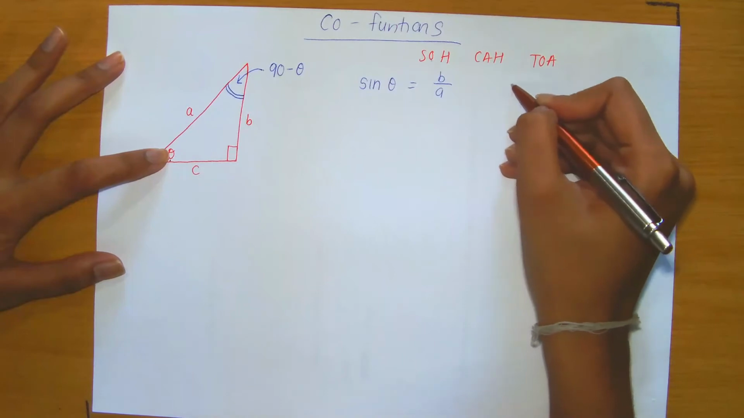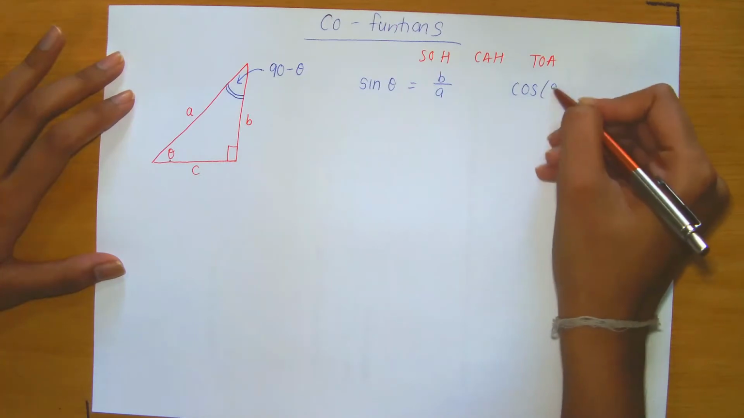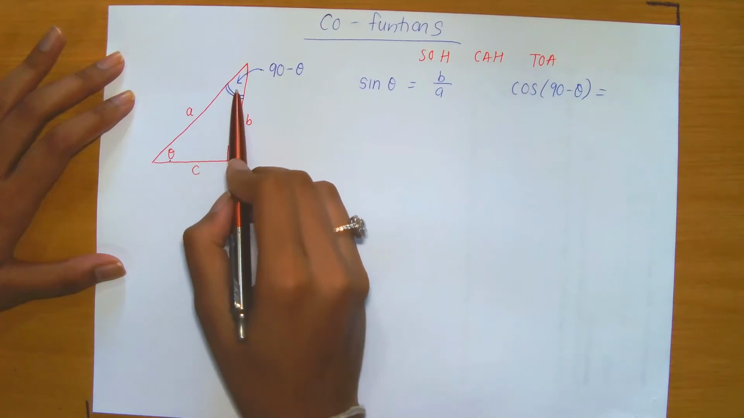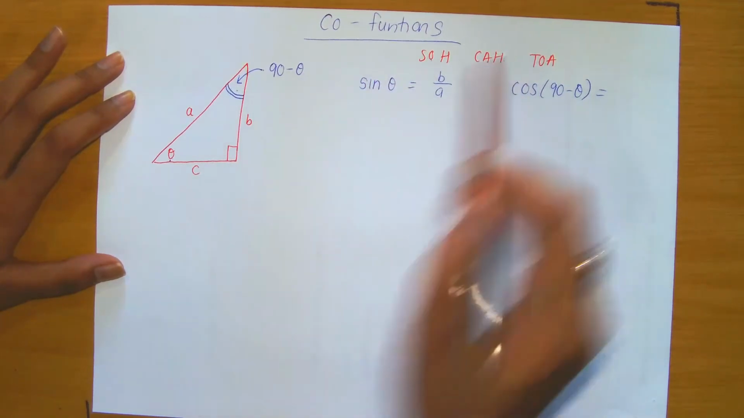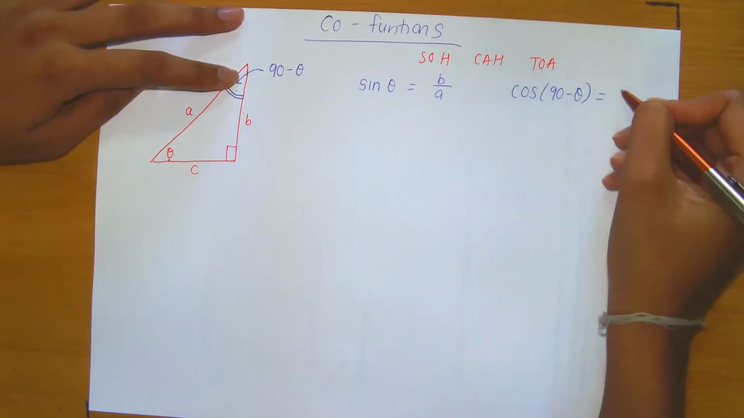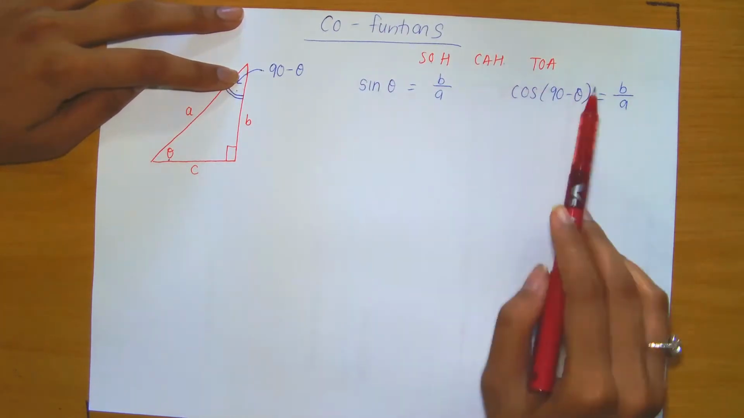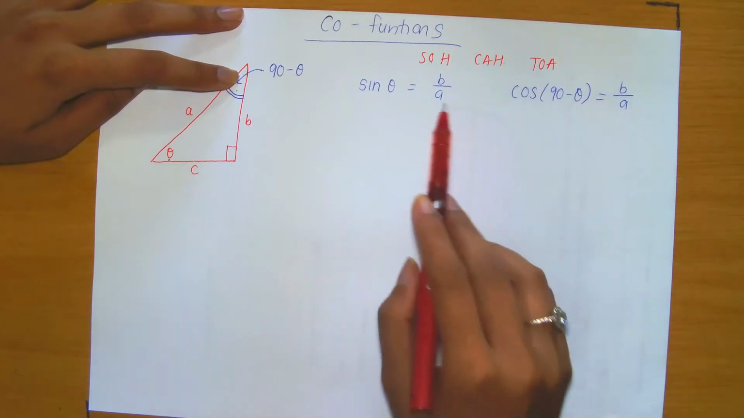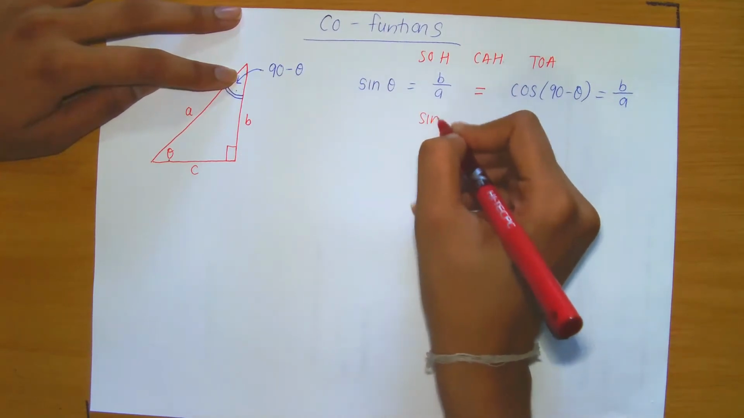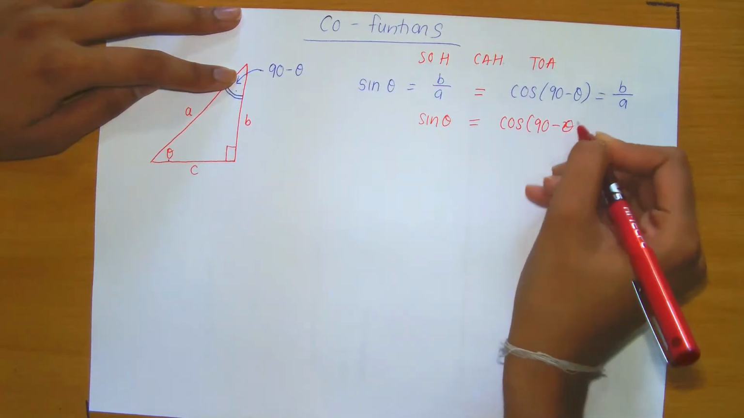Let's now compute cos of 90 minus theta. Right, so 90 minus theta is that reference angle. Cos is adjacent over hypotenuse. So this is the reference angle. What is the adjacent? It's B, and the hypotenuse is A. So it's B over A. So observe that we have sine of theta and cos of 90 minus theta both equal to B over A. So these two ratios are equal. So essentially we have that sine theta is equal to cos of 90 minus theta.